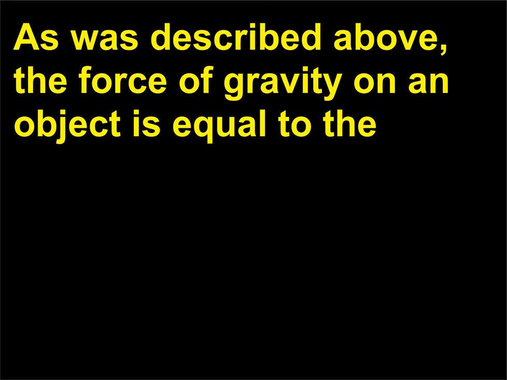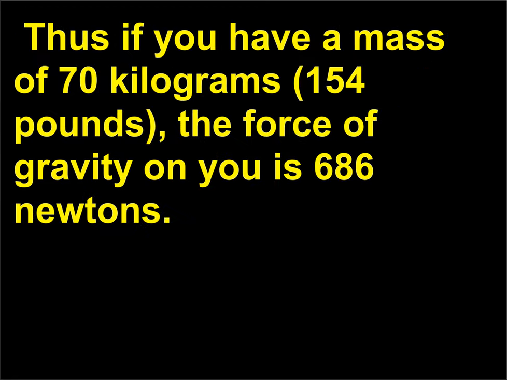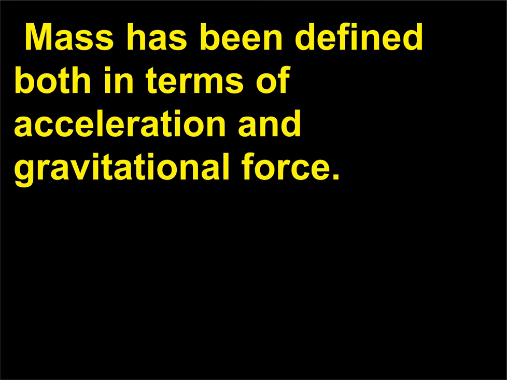As was described above, the force of gravity on an object is equal to the object's mass times the gravitational field strength, expressed as F equals mg. Thus, if you have a mass of 70 kilograms, 154 pounds, the force of gravity on you is 686 newtons. Mass has been defined both in terms of acceleration and gravitational force.